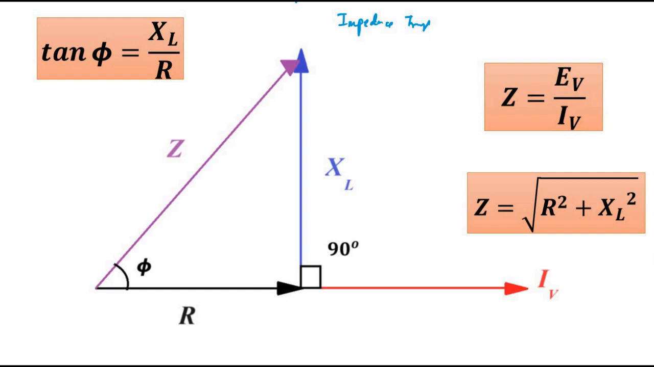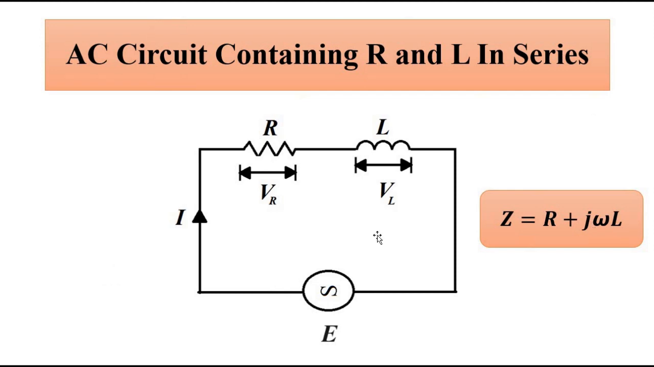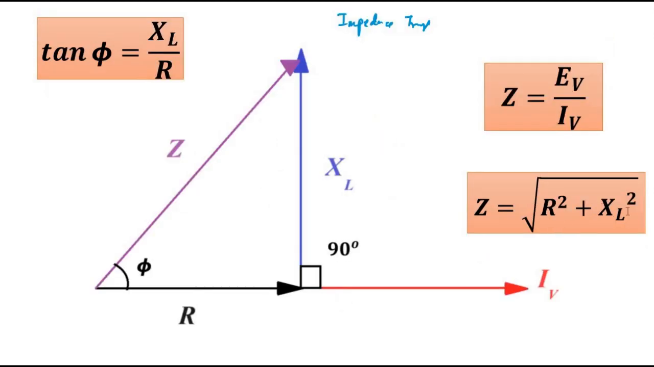So here again the net impedance, where we have expressed R plus j omega L, which is R plus jXL, has a magnitude equal to the square root of R square plus XL square, which is R square plus omega L whole square. Impedance can also be calculated as EV by IV, and the phase angle can be calculated from tan phi equal to XL by R, or phi is equal to tan inverse of XL by R.